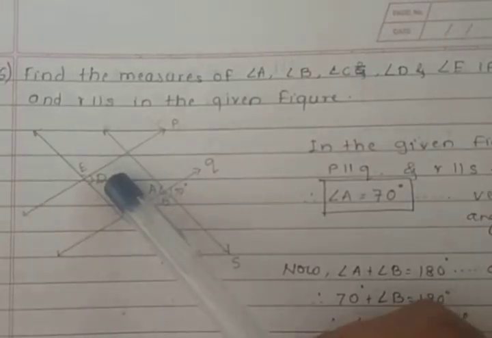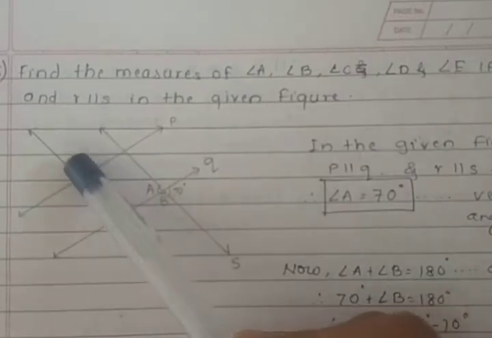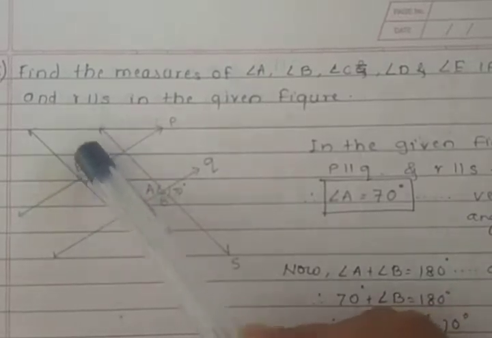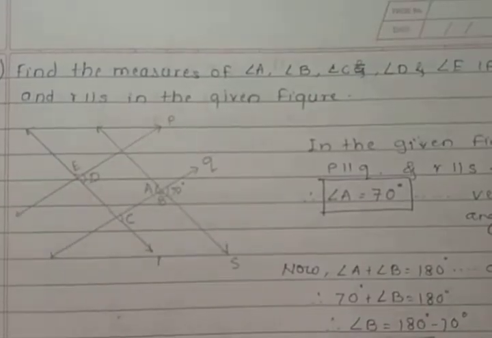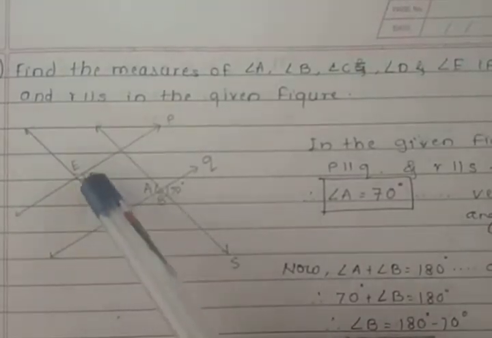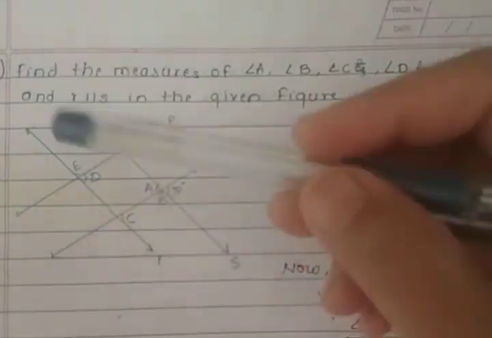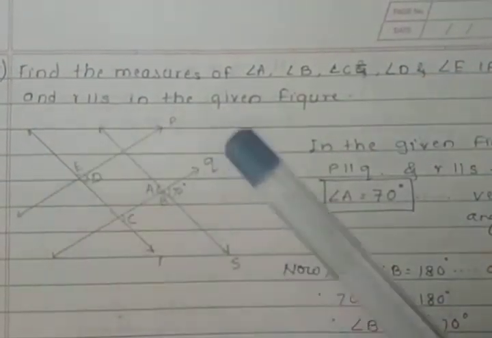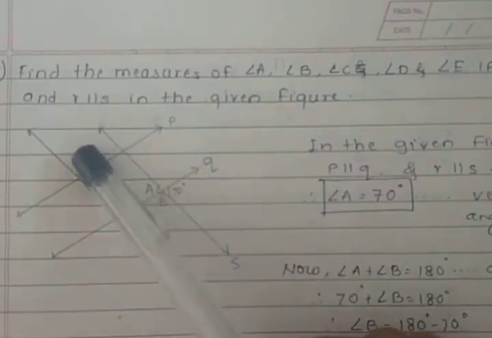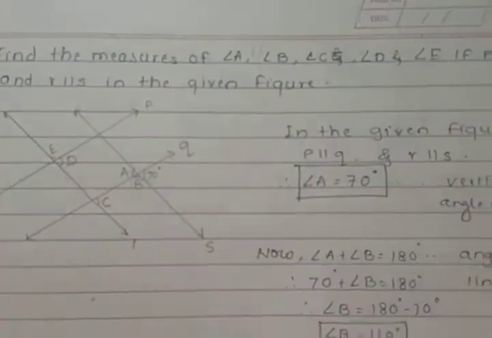Clear? Now what is the relation between D and E? See, again they are forming a linear pair here. The measurement of angle D is 70, so what will be the measurement of angle E? It will be 180 minus 70. That means it will be 110. Now see how to write.